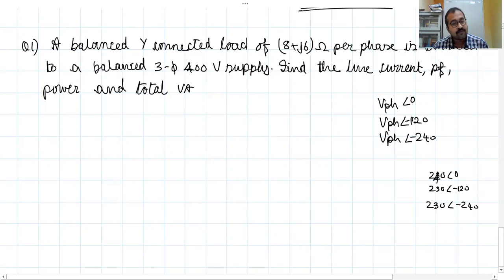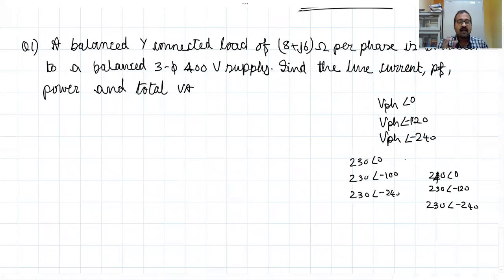Why? Because the first voltage magnitude is 240 volts. Or suppose it is 230 angle 0, 230 angle minus 100, 230 angle minus 240. Is this a balanced supply? No. Even though the voltage magnitudes are equal, the phase angle difference is not 120 degrees. So a voltage supply is balanced only if the voltage magnitudes are equal and the phase difference between two voltage phases is always 120 degrees.